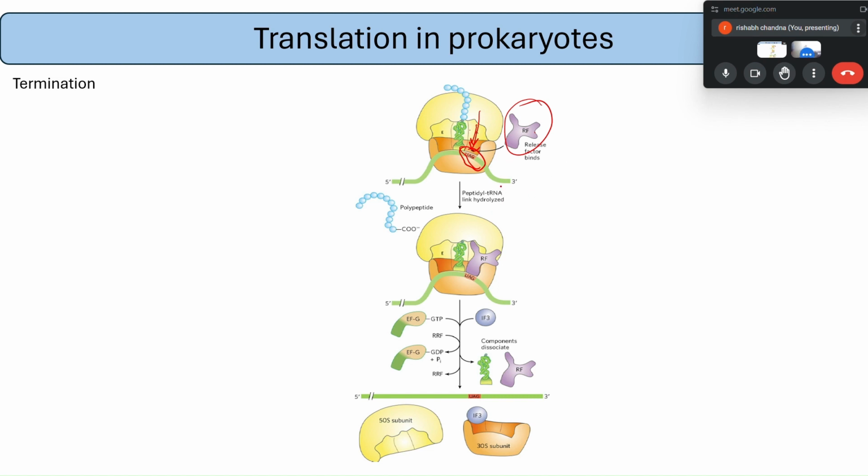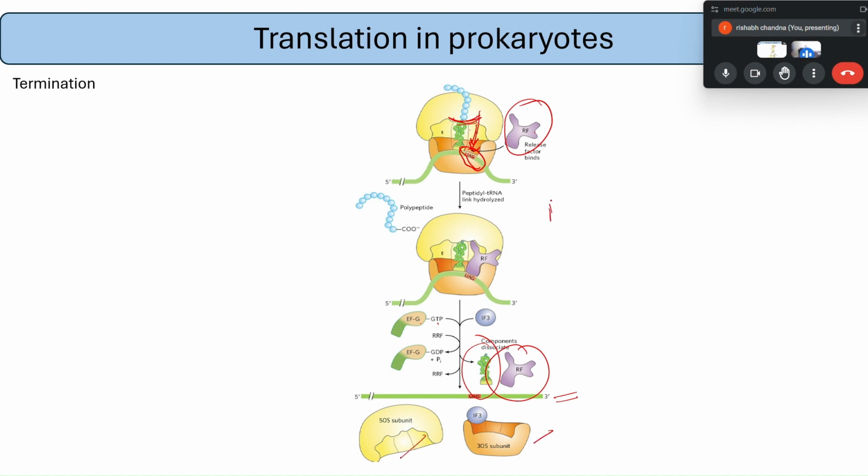Now this release factor entry leads to the release of the peptide chain that has formed till now. So this link is hydrolyzed, and then the EF-G GTP comes, and this leads to the release of the release factor, the tRNA associated with it, and the mRNA, followed by the 30S and the 50S subunit.